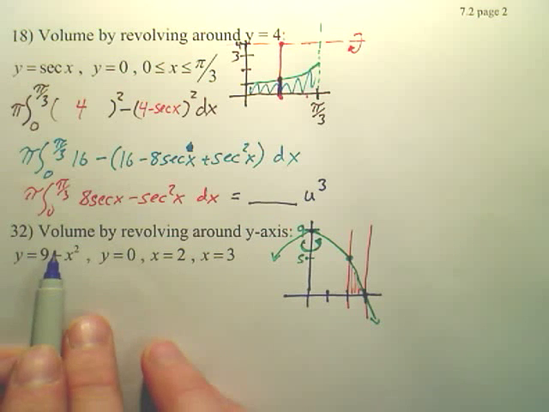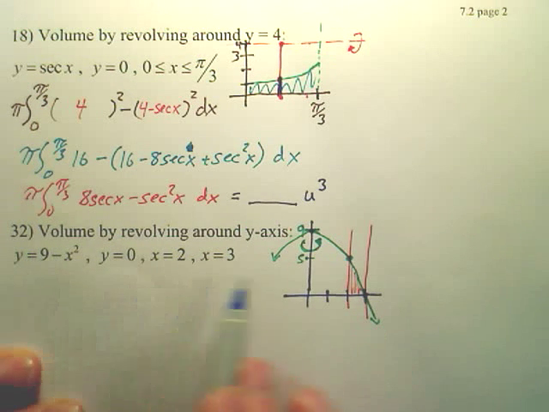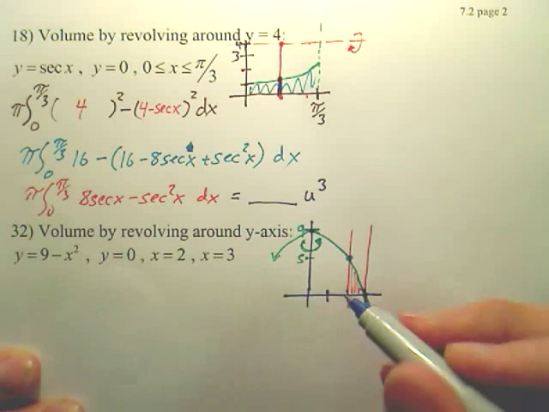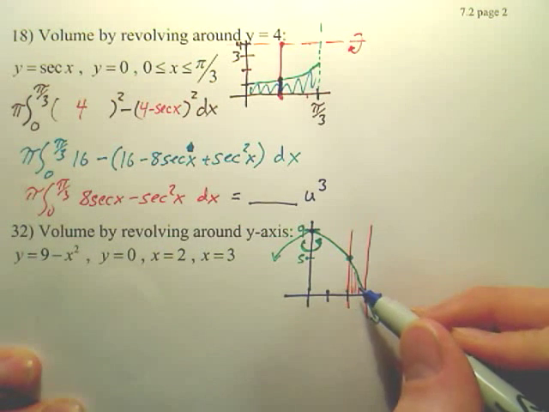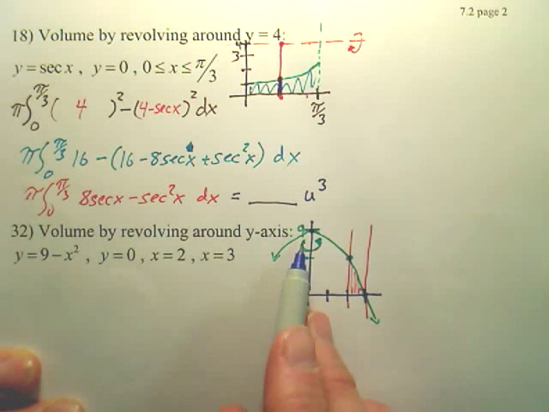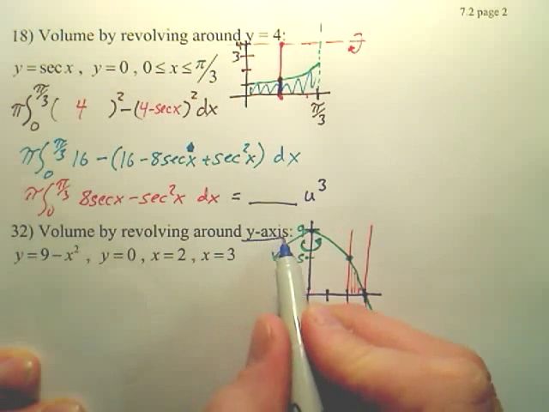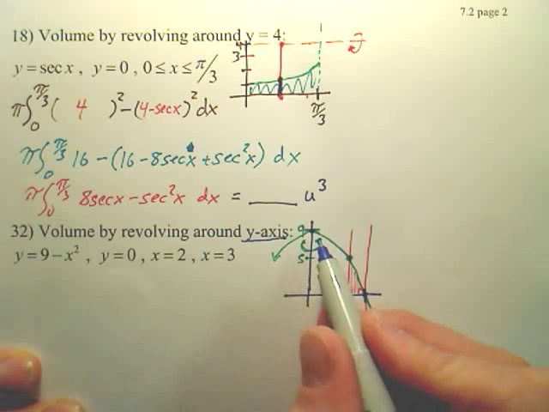Class, we're revolving. This graph right here is the aqua color line. Y equals 0 is the x-axis. X equals 2, y equals 3 are the red lines. This is the shaded region we create that's going to be revolved around the y-axis right here.